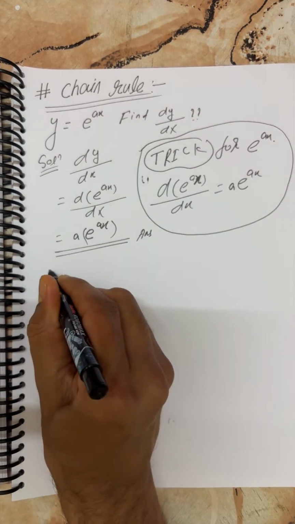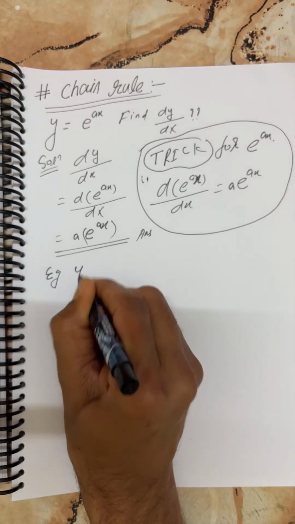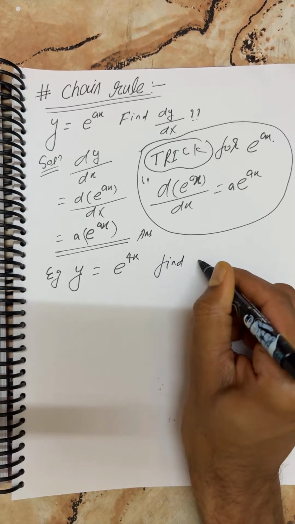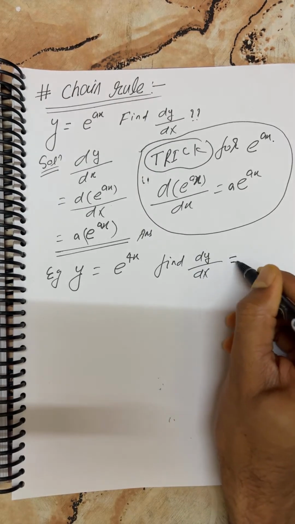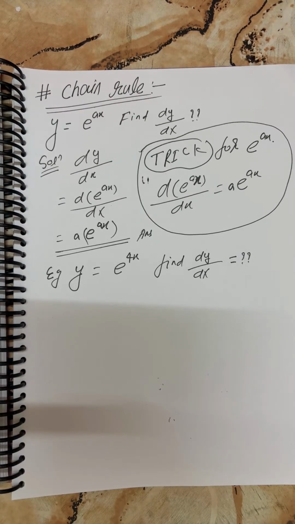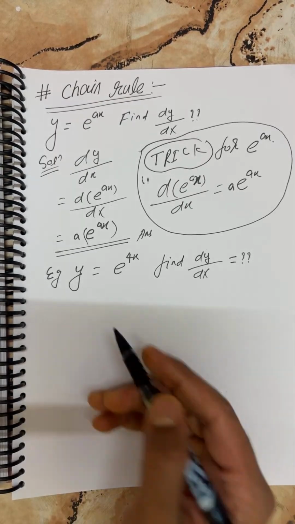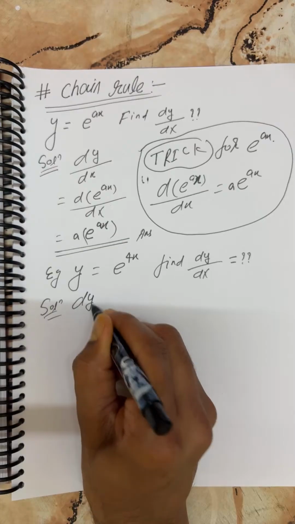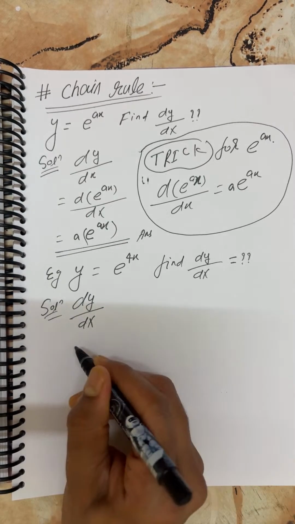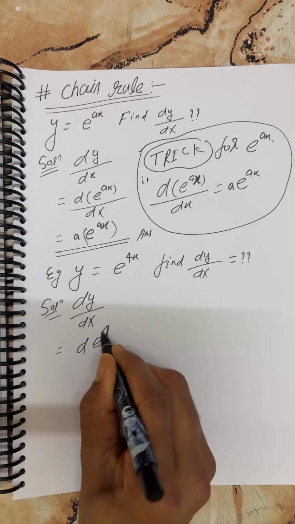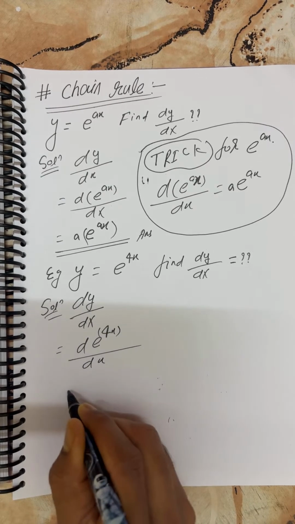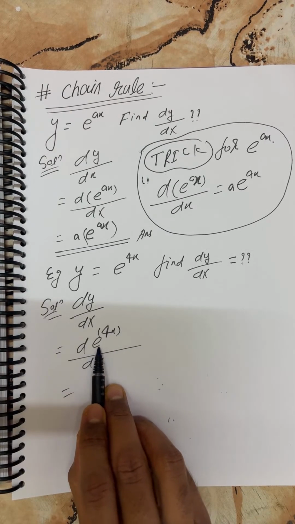Again, I'm giving the next numerical for your better understanding. y is equal to e to the power 4x. Find dy by dx. Just answer me, beta, how can we do it? You can apply the short trick. What is the short trick? The first step is very common: dy by dx. So what is y, kids? e to the power 4x upon dx.